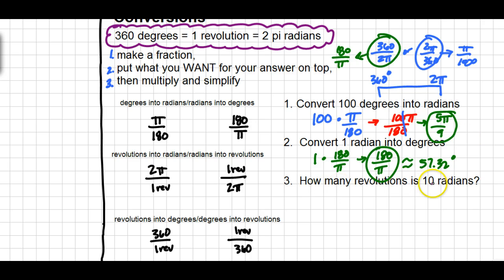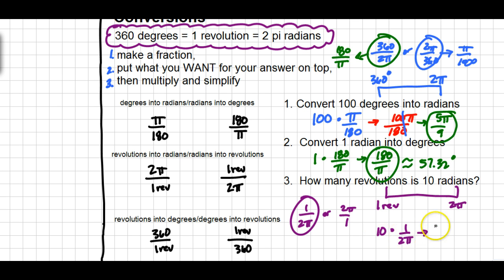How many revolutions is 10 radians? So I need to make the relationship between revolutions and radians clear. 1 revolution is 2 pi radians. So I'm going to make a fraction out of that: 1 over 2 pi or 2 pi over 1. I want revolutions, so I want the 1 on top. So I'm going to take my 10 radians and multiply by 1 over 2 pi.